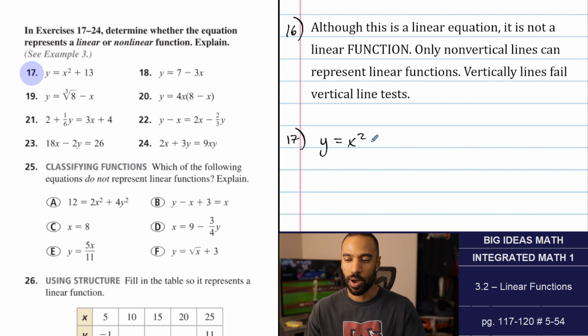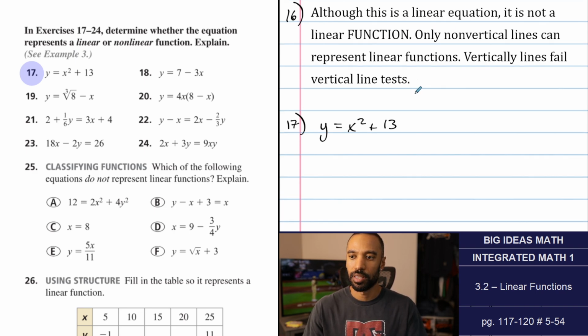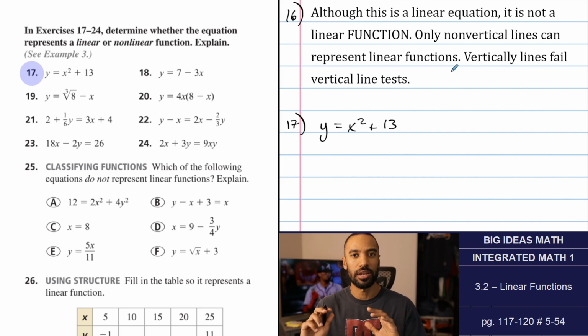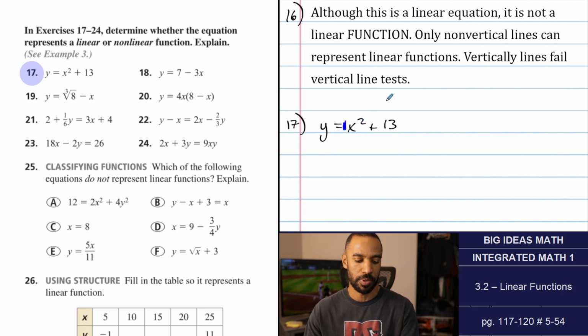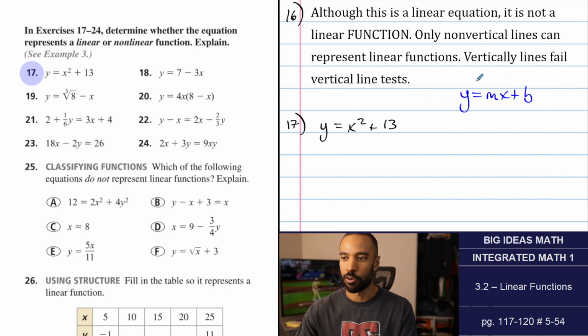So number 17, y equals x squared plus 13. It can't be written in that form, y equals mx plus b. Now, that's going to be the reason why it's not. I'm not going to write that each time. But if it can't be written in y equals mx plus b form, the m in this case, if it could, would be a 1. That's fine. But this is y equals x squared plus b. The mx plus b literally means that y is to the first power and the x is to the first power, among other things.